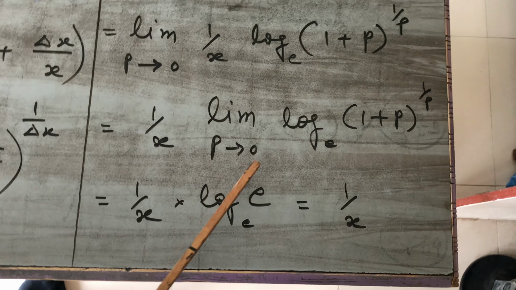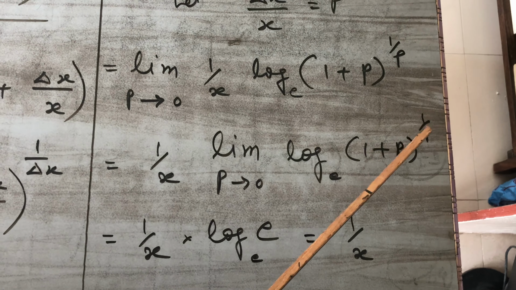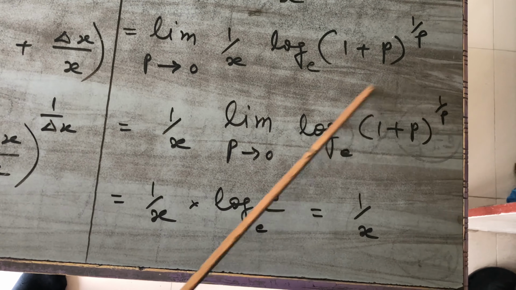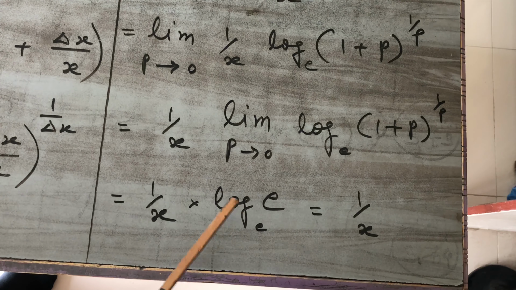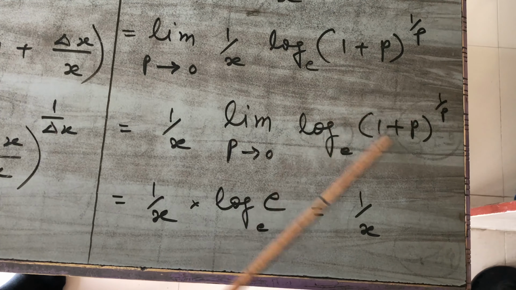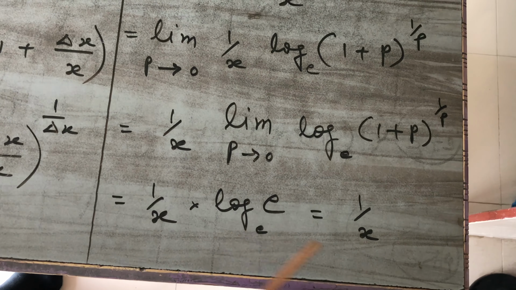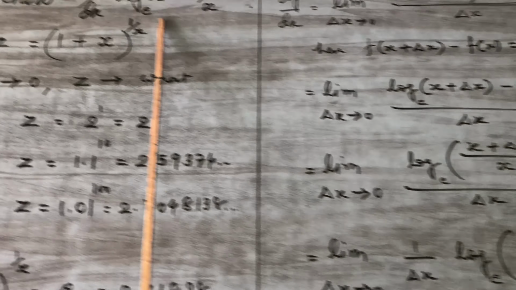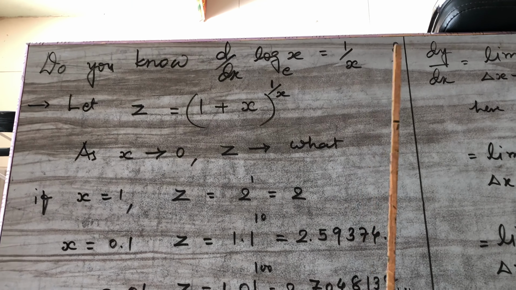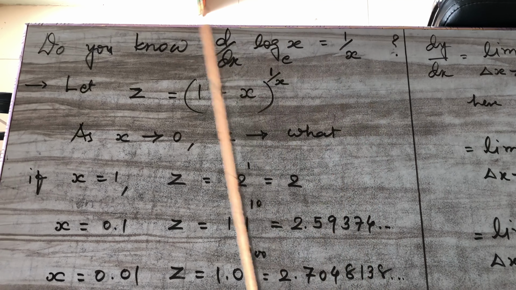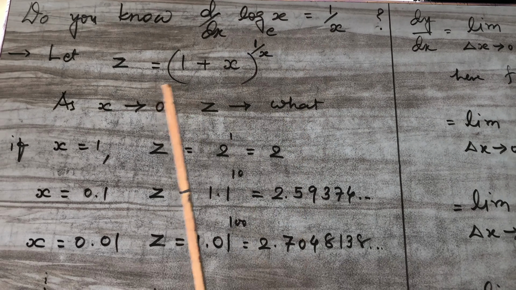So limit p tends to 0, log of (1 plus p) raised to 1 upon p to the base e. But it is e, this one is e. So 1 upon x into log e to the base e, but log e to the base e is 1 because this one is e. So 1 upon x into 1 is 1 upon x. So d/dx of log x to the base e is 1 upon x. So integration of 1 upon x with respect to x is log x, vice versa.